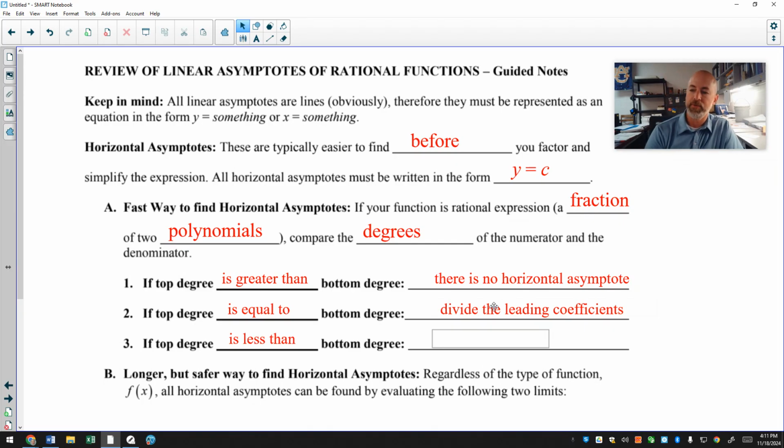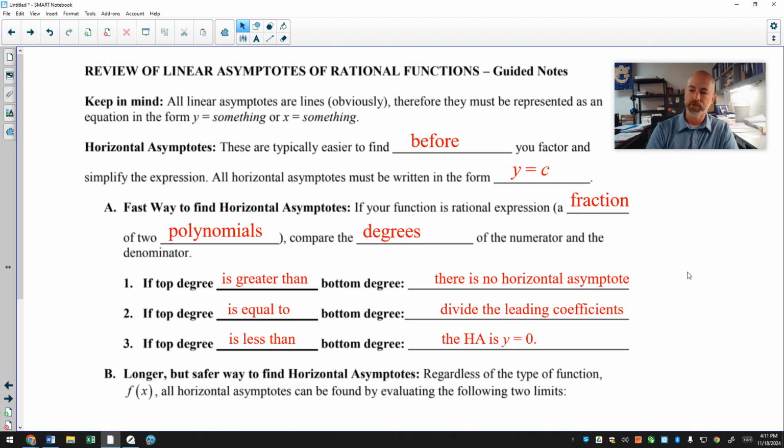Okay, so if the top and bottom degrees are equal, then you will divide their leading coefficients. And if the top degree is less than the bottom degree, or you can think of it as the bottom degree is bigger, then your horizontal asymptote will be y equals 0. You have a bottom-heavy fraction in that case.